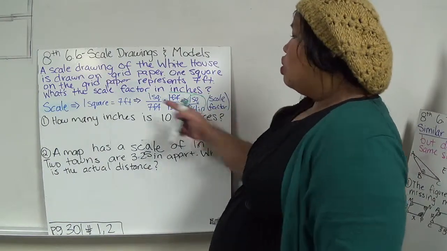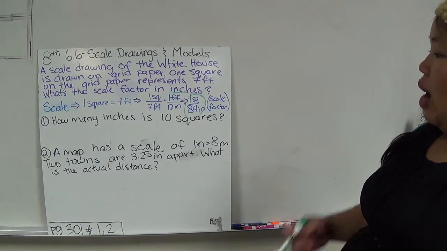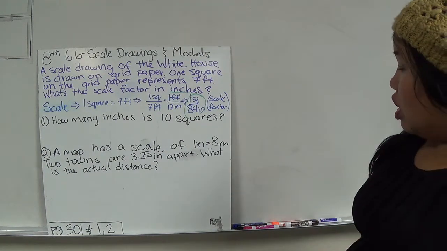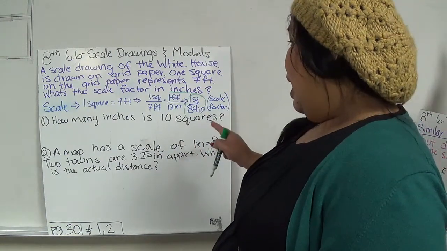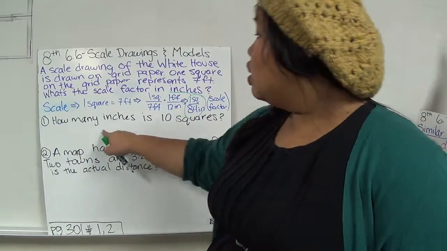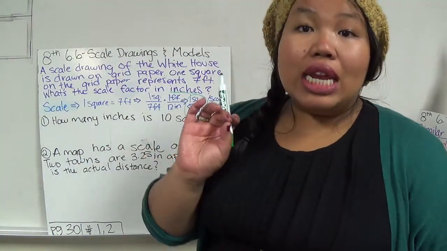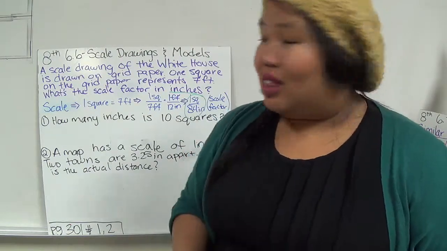I can write it like this or I can write it like this: 1 square equals 84 inches. So in this case, how many inches is 10 squares? In this case, I'm converting, I'm multiplying, so I'm trying to cancel out. But this one is asking me to find an equal value. And remember, when we're dealing with equal values, I'm not trying to cancel anything out.